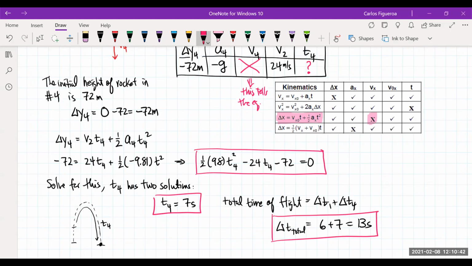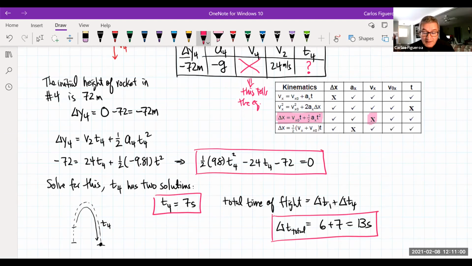Hey, Carlos. Yes. I am a little bit confused on why the delta Y4 is negative 72 meters. I think someone else asked it in the chat, said that it would be the maximum height. I missed that. If you say something in the chat and I don't respond, just give me a holler. Don't let me not answer questions. I prefer that we actually talk. So let's go answer your question right here.